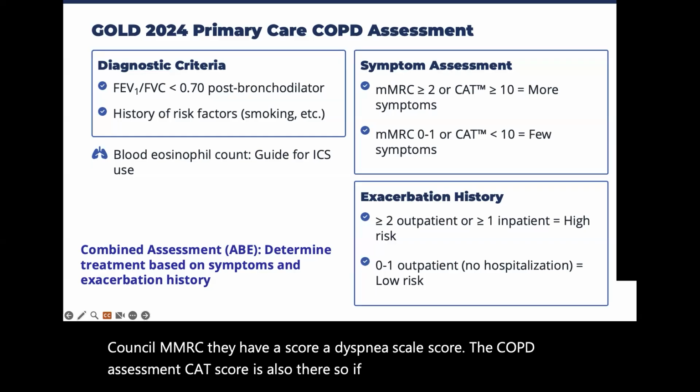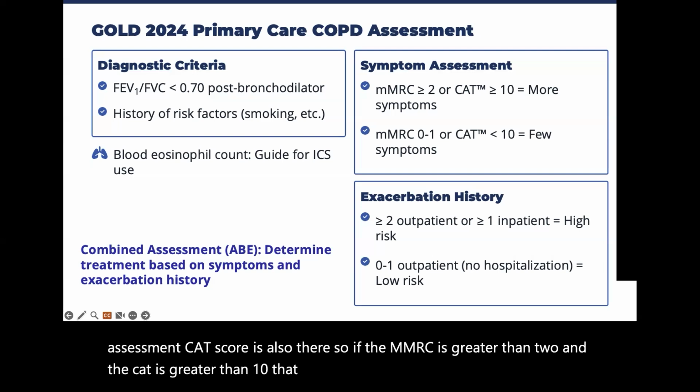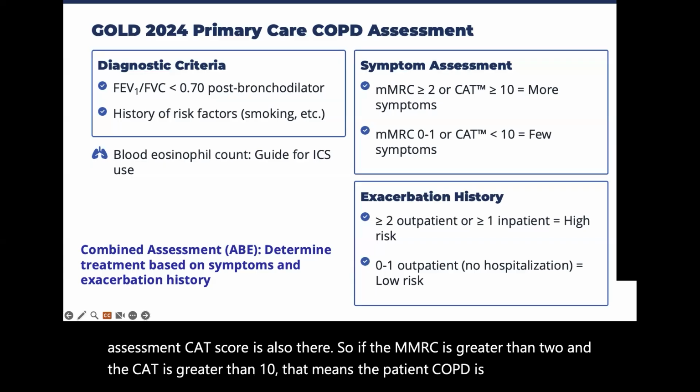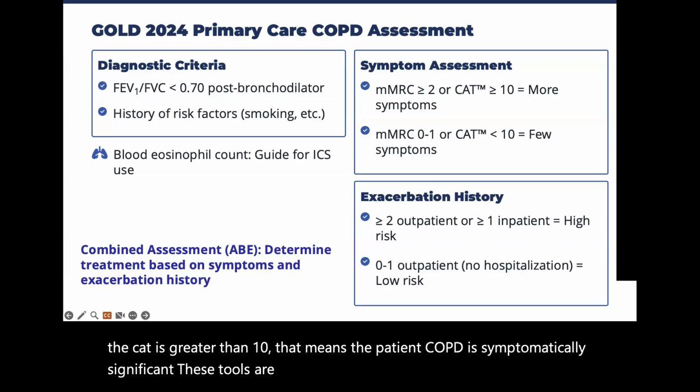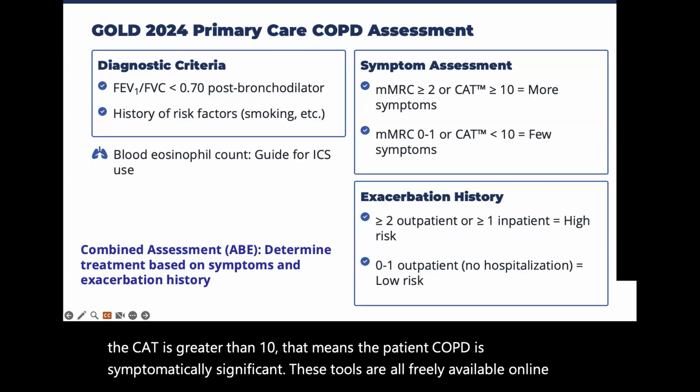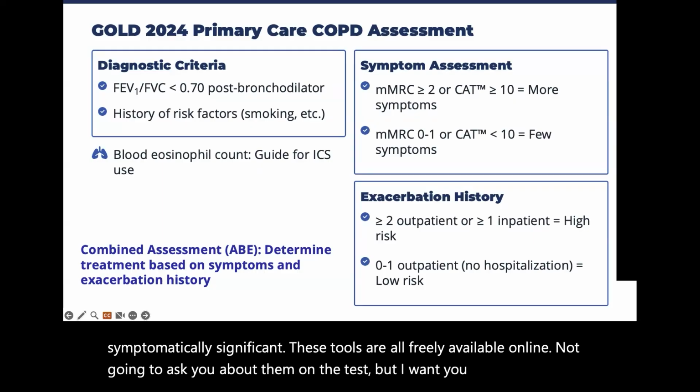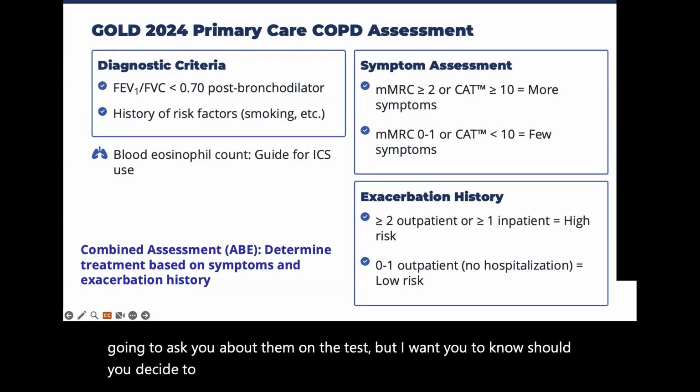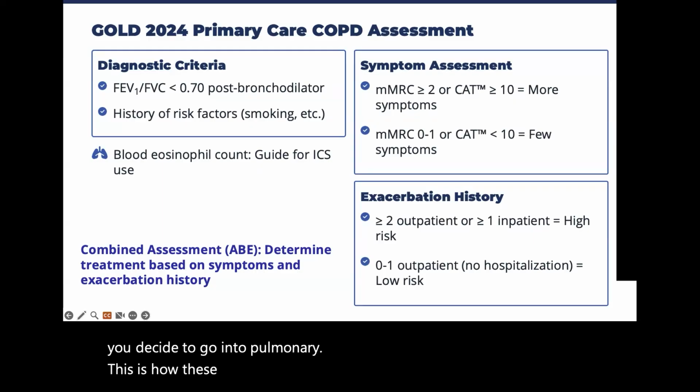So if the mMRC is greater than 2 and the CAT is greater than 10, that means the patient's COPD is symptomatically significant. These tools are all freely available online. I'm not going to ask you about them on the test, but I want you to know, should you decide to go into pulmonary, this is how these diseases are categorized, classified, and measured over time.